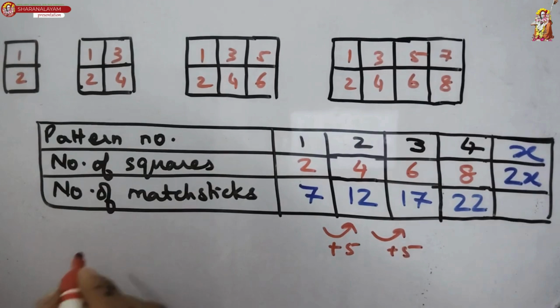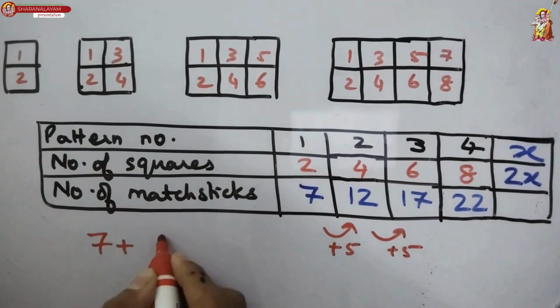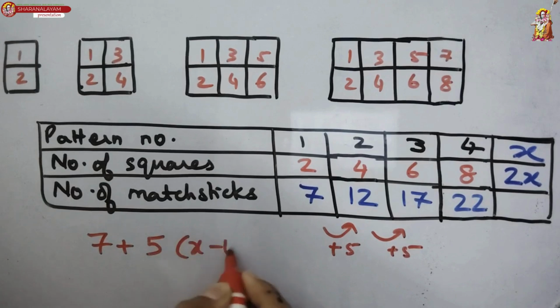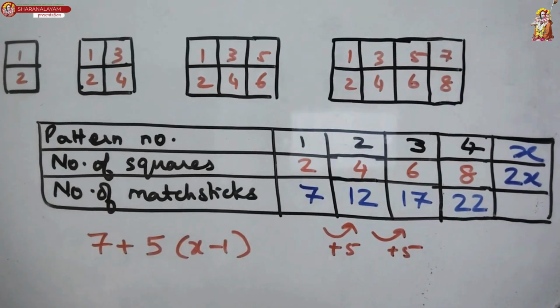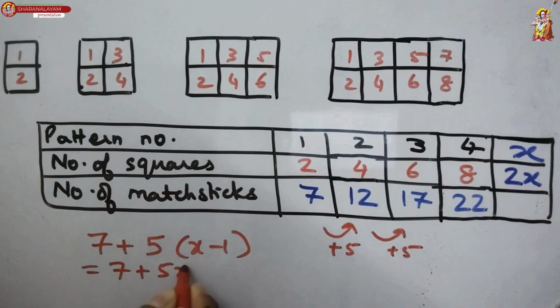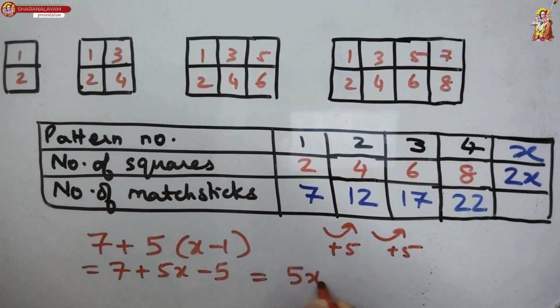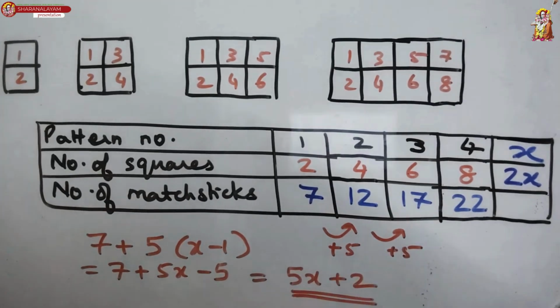So as always, we get 7 plus 5 times x minus 1, which is equal to 7 plus 5x minus 5, which is equal to, the 5x will remain as it is, 7 minus 5 plus 2. Okay, so it is 5x plus 2.